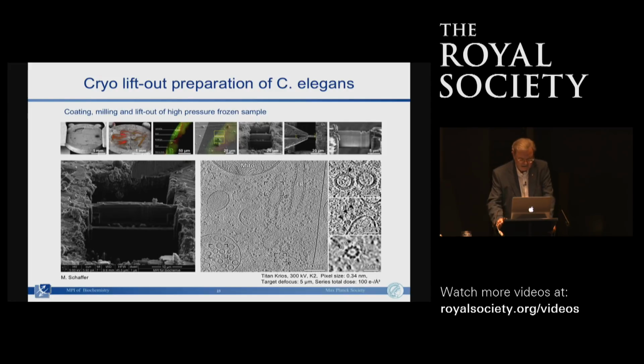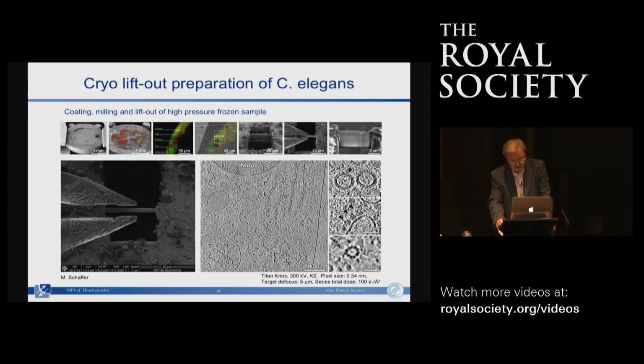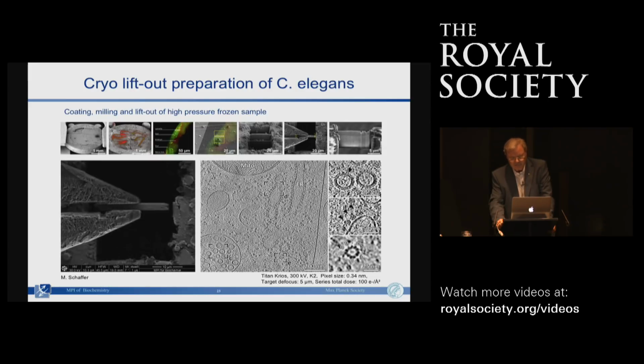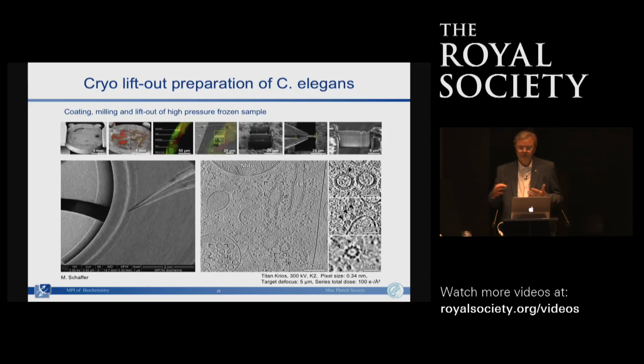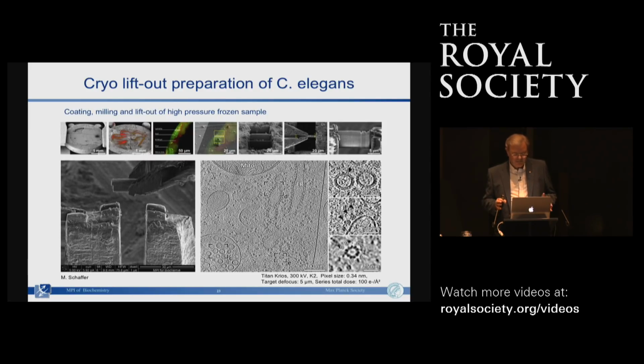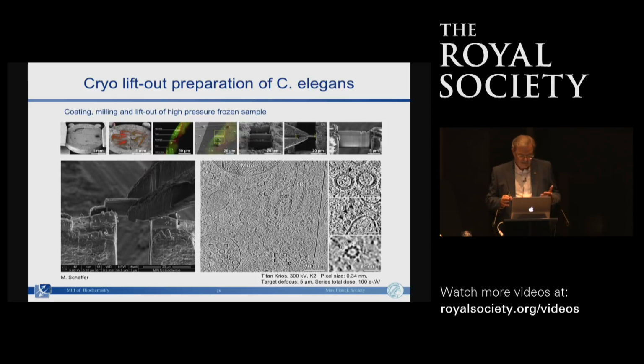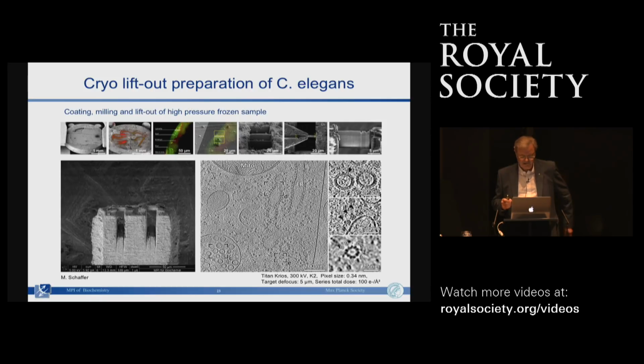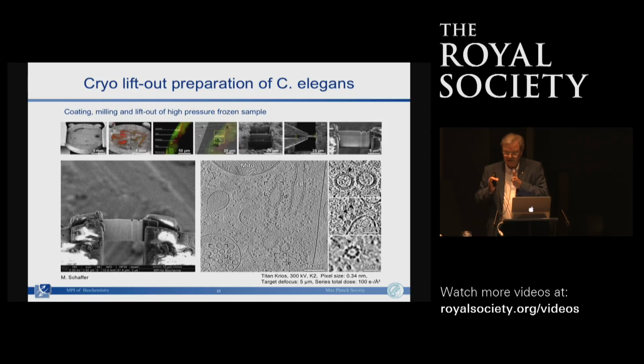Now, a last slide on methodology. All I have described so far can easily be applied to cells grown on a grid or deposited on a grid, but it's a different matter if we want to look at something that is in a tissue or in a multicellular organism, such as C. elegans in this case. So here we have to cut basically vertically with the focused ion beam into the sample, and then we have to lift out basically this block of ice, which is typically between 2 to 5 micrometers thick initially.